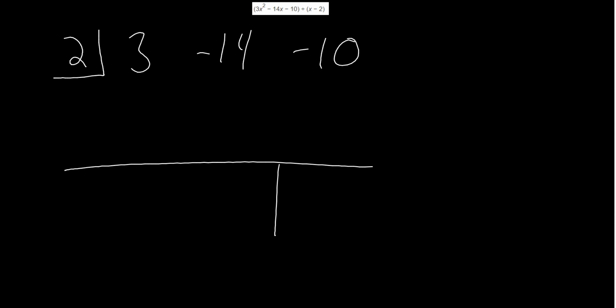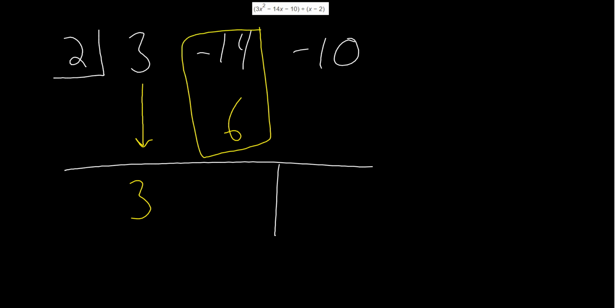And I'm going to proceed. The first thing I'm going to do is take this 3 and bring it down. Then I'm going to do 2 times 3. Well, 2 times 3 is 6. And then I'm going to do the arithmetic here. Negative 14 and 6 is negative 8.